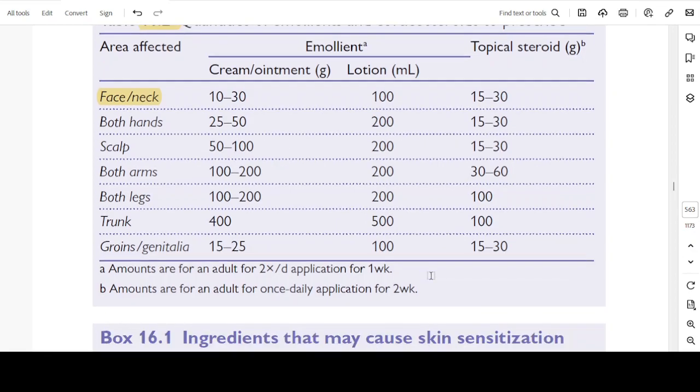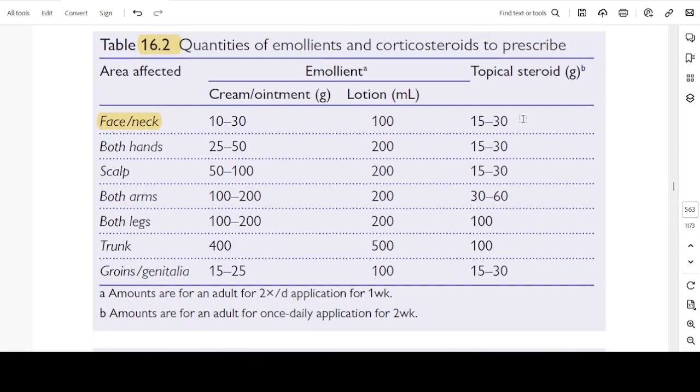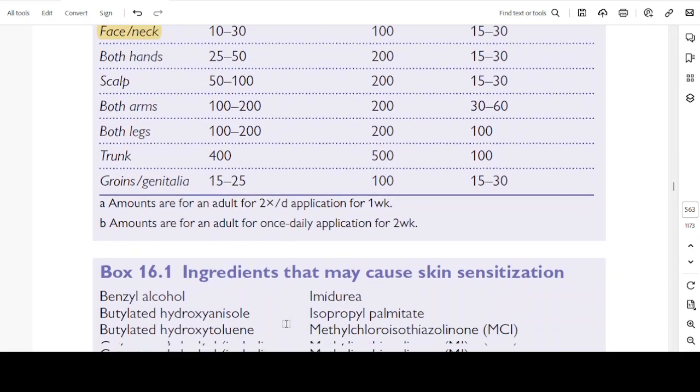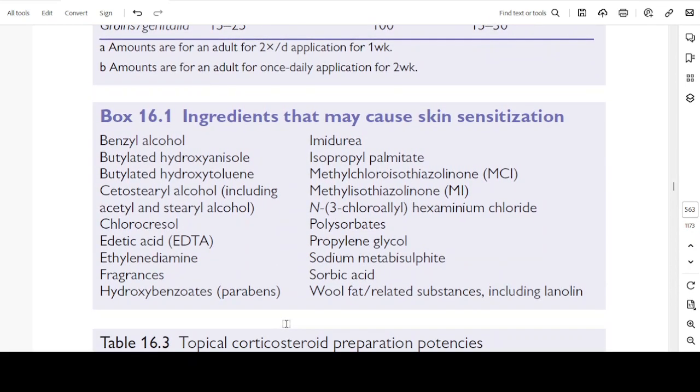Amounts are for an adult for 2 times per day application for 1 week, and these amounts are for an emollient. Whereas the steroid amounts are for an adult for once a day application for 2 weeks, because more than 2 weeks the steroid should not be used. So the prescription is for 2 weeks and steroid should be applied only once a day. Very difficult to remember, but try to remember.